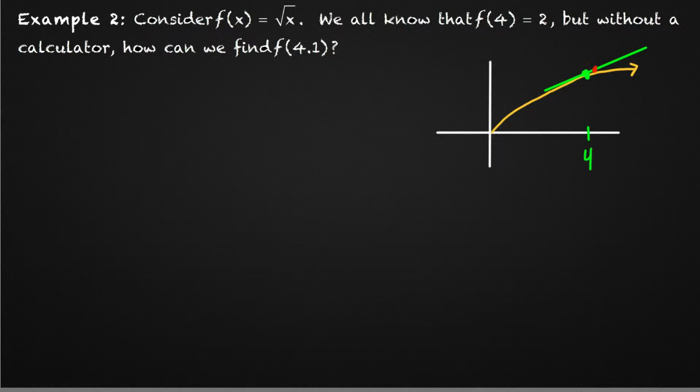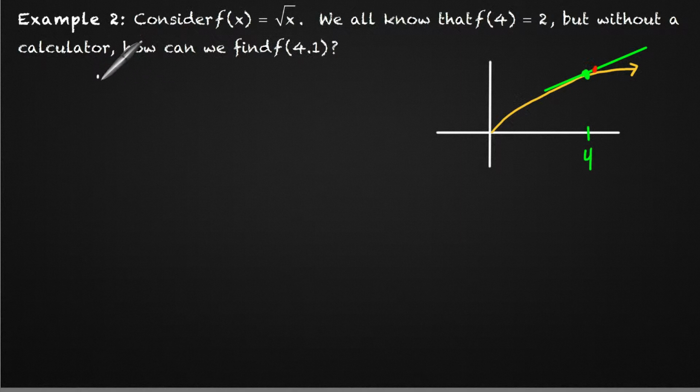So the key here is, let's say we didn't give you f of 4 equals 2, if you're looking for 4.1, what you'd want to do is draw the tangent line to a point on this curve that is as close as possible to the point that you are trying to approximate, 4.1. So we would pick 4. All right, so let's see if we can do this.